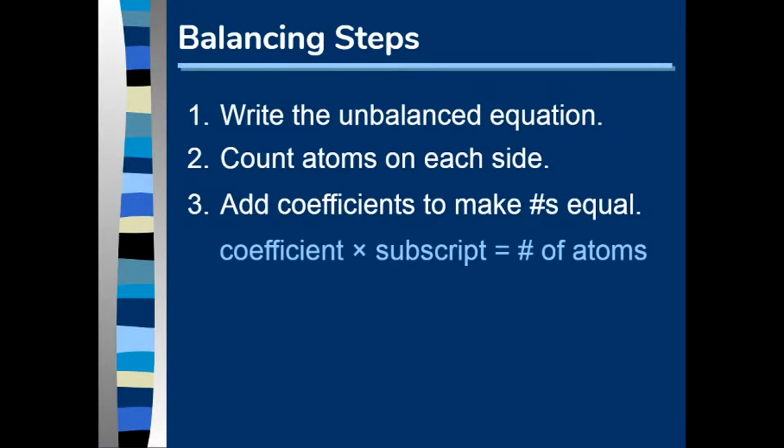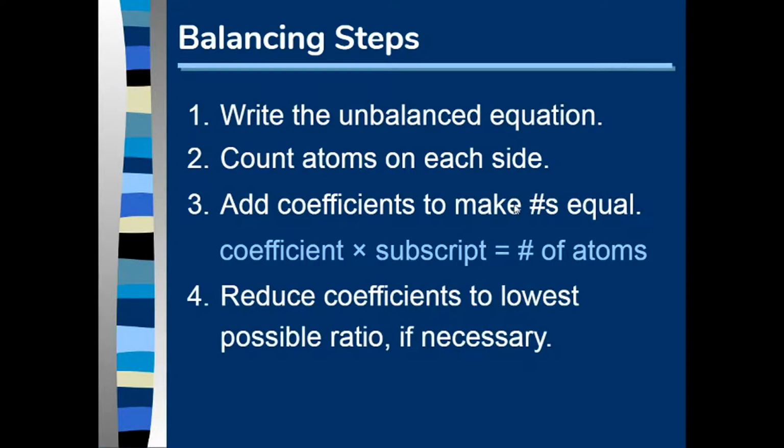Now, when you put a coefficient in front of a substance, the coefficient times whatever subscript is next to that atom will equal your total number of atoms. So you're going to have to make sure you update your counts every time you add a coefficient.